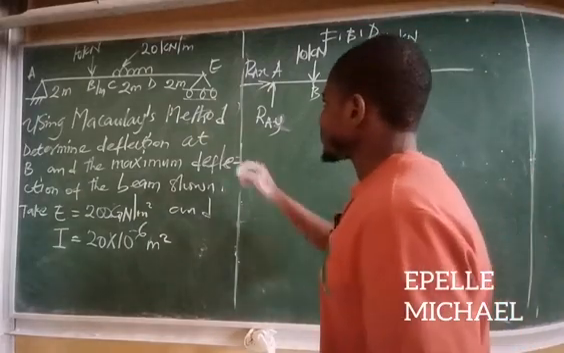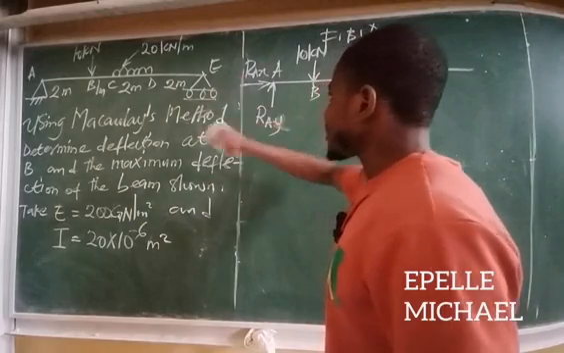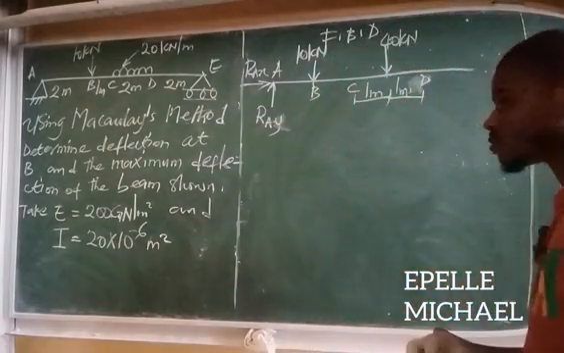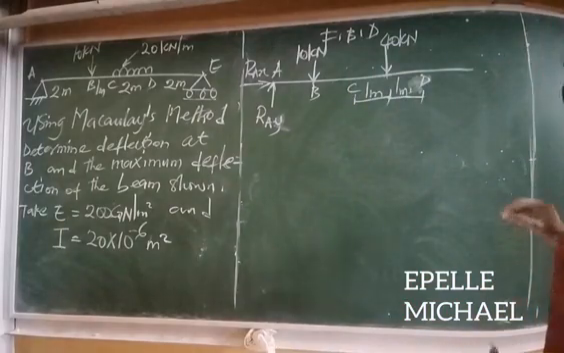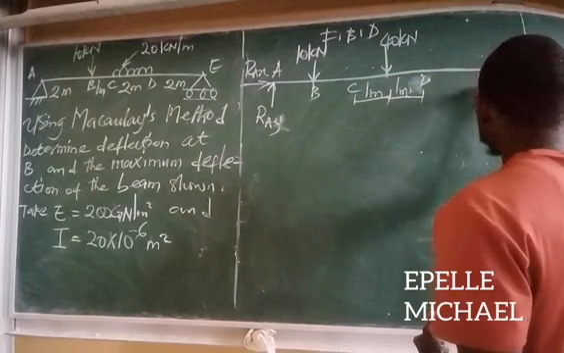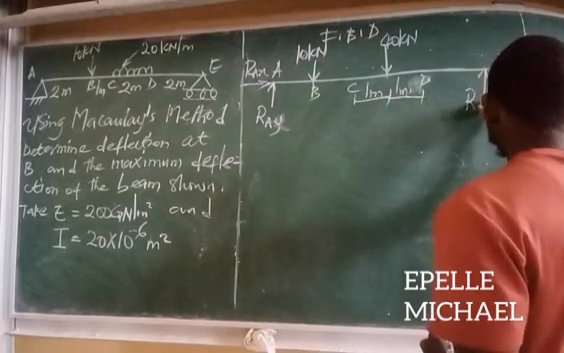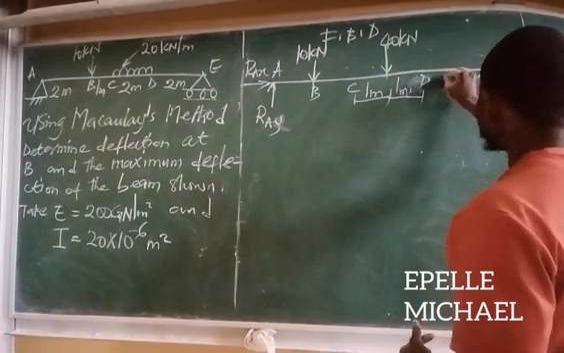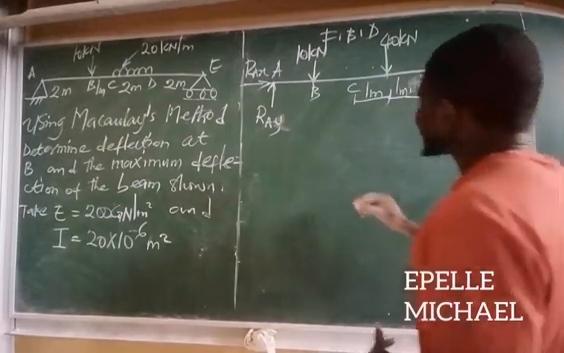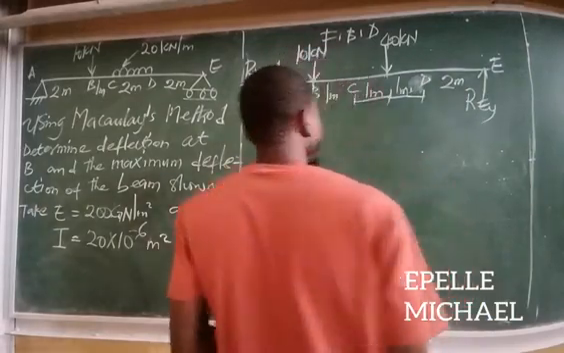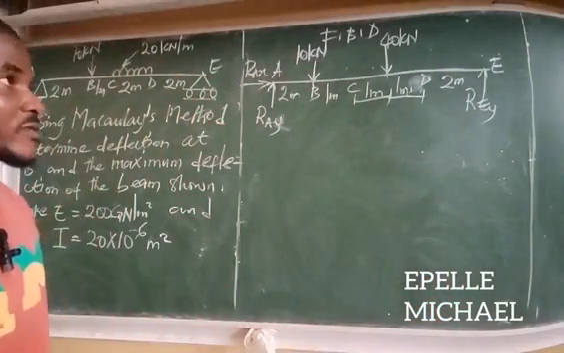Finally, at point E, we have a roller, and for a roller we only have one reaction, which is normal to the surface. So at point E, we have a reaction REY normal to the surface. This is 2 meters, this is 2 meters, and this is 1 meter. That gives us the free body diagram of the system.